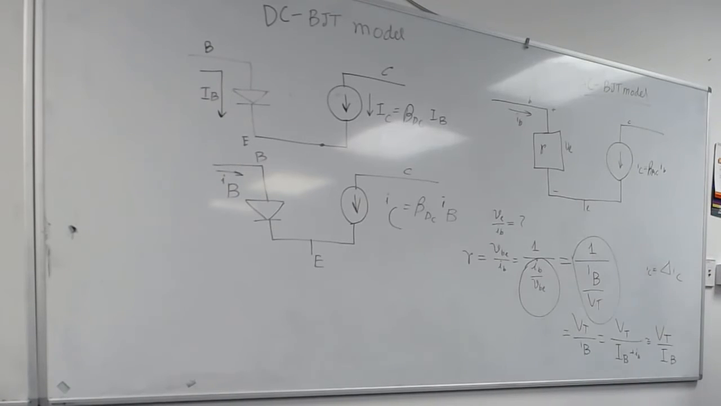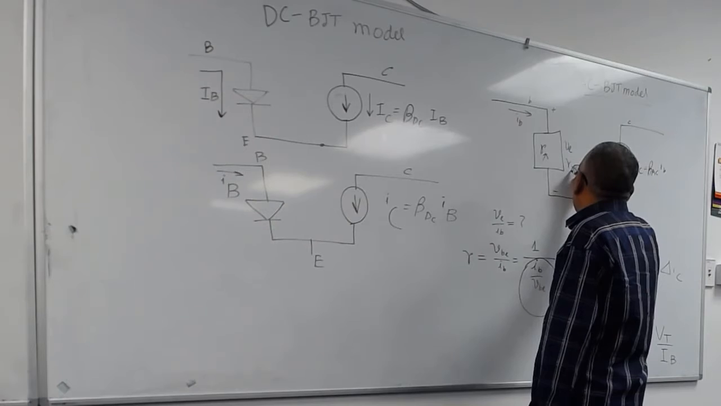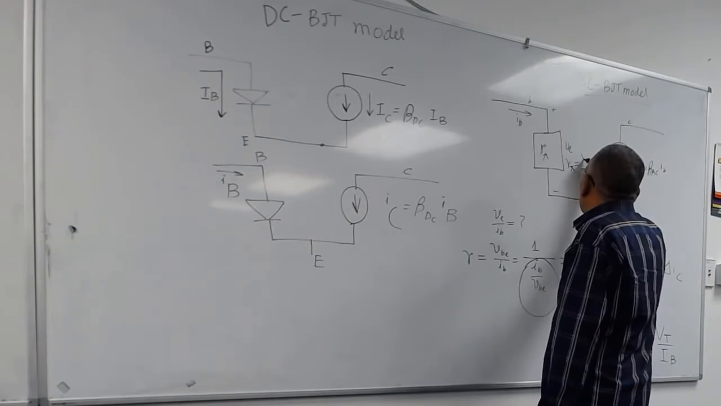So, once you bias your circuit, you know what the IB is, which is IBQ. VT is 25 millivolts at room temperature. Then you know your R pi. Now you know the value of this, which is actually called R pi. So R pi equal to VT by IB.